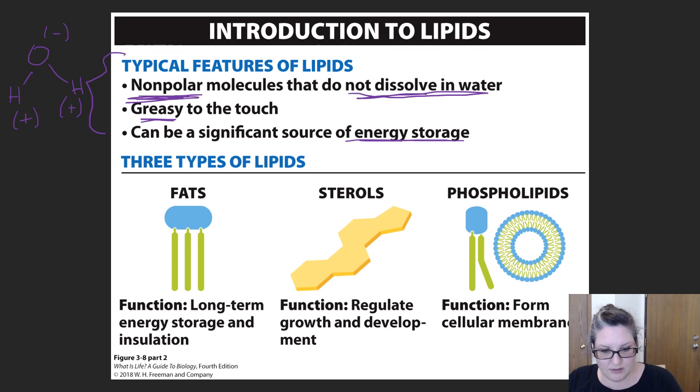So we're going to talk about these three major types. So we have the fats, which are long-term energy storage and insulation in animals, and some in plants, but not as much. And the sterols and the phospholipids. Those are the three types we'll talk about.